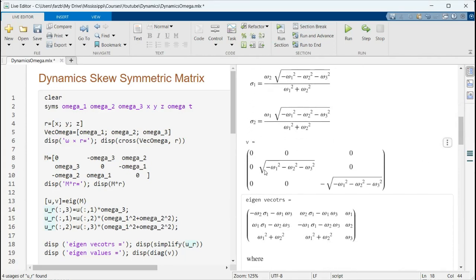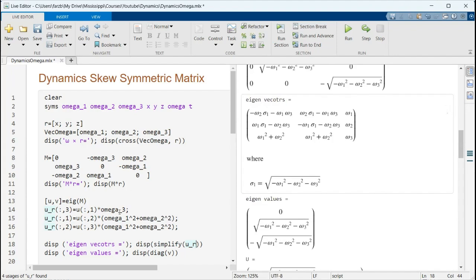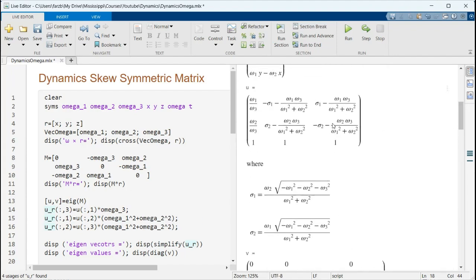And these are the eigenvalues. You see, it is negative, positive I omega and negative I omega, and this is 0. So the eigenvalues, MATLAB put them on the diagonal of a matrix V here. So I rearranged those just to see that clearly and multiplied it by the denominator, so it wouldn't look like this.